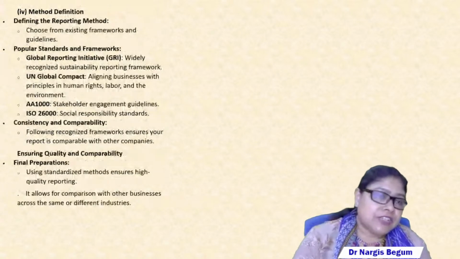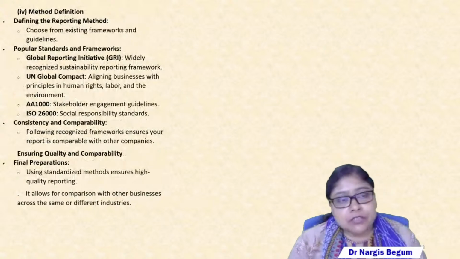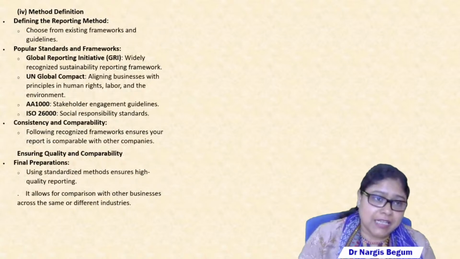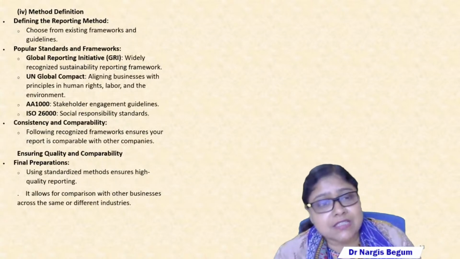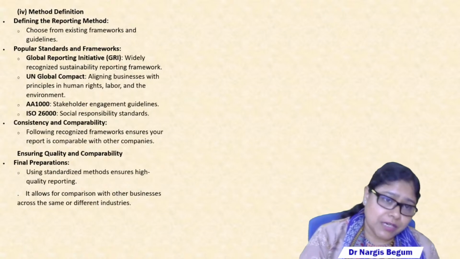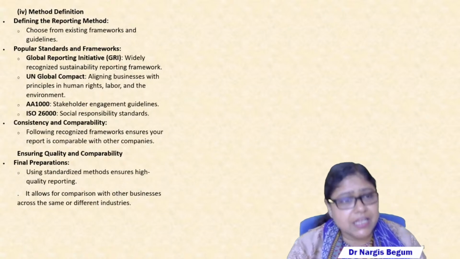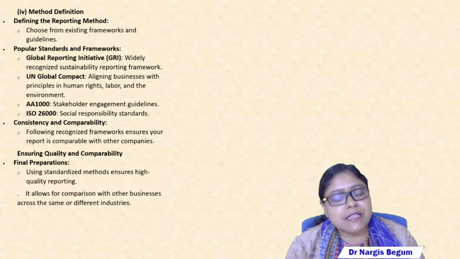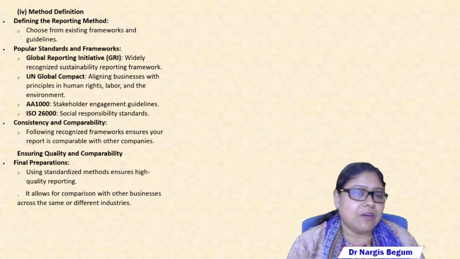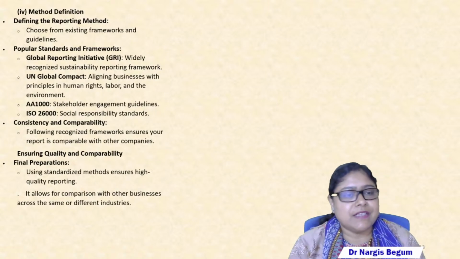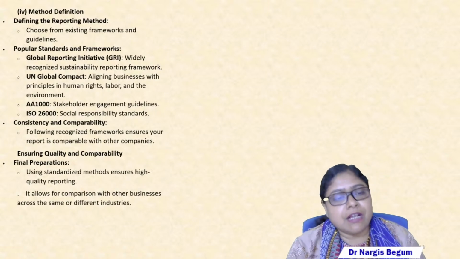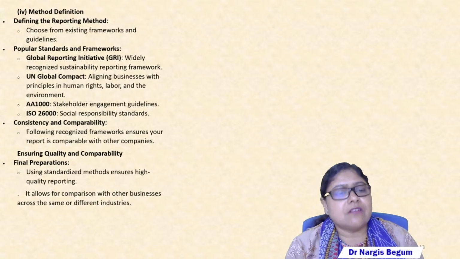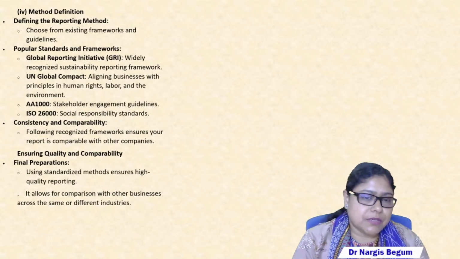Next is method definition. How are we going to define the reporting method? We need to choose from the existing frameworks and guidelines. There are popular standards and frameworks maintained, like the Global Reporting Initiative, that is the GRI, a widely recognized sustainability reporting framework. Next is the United Nations Global Compact, that is aligning our businesses with the principles in human rights, labor and environment. AA 1000, that is the stakeholder engagement guidelines. ISO 26000, that is the social responsibility standards.